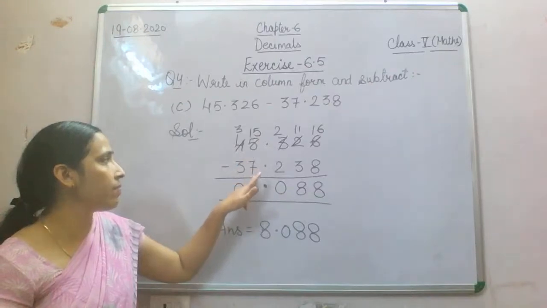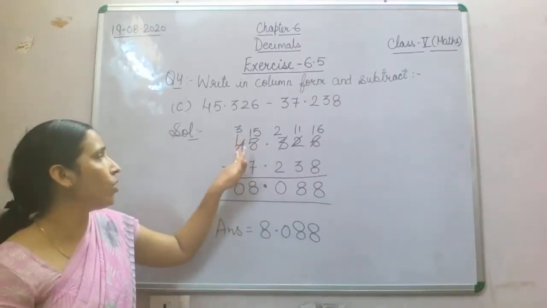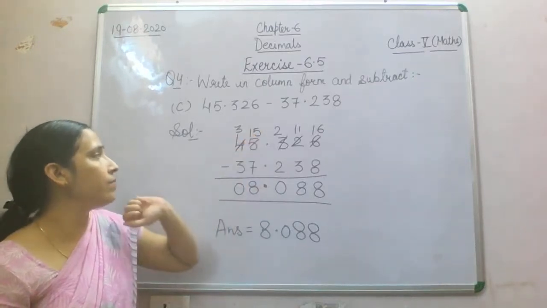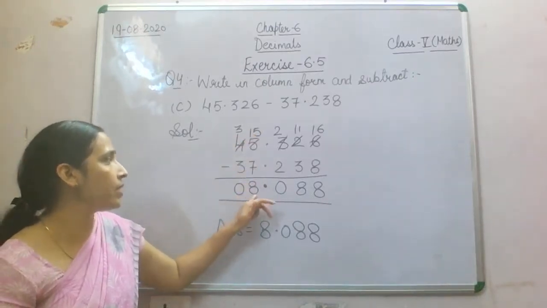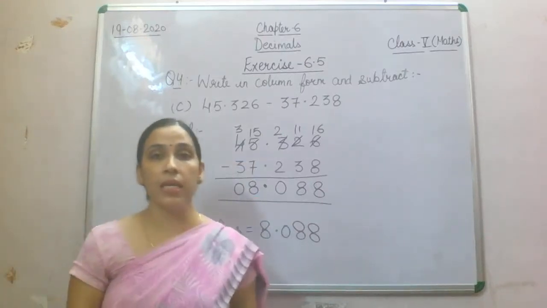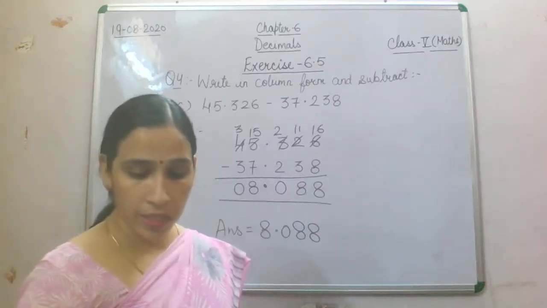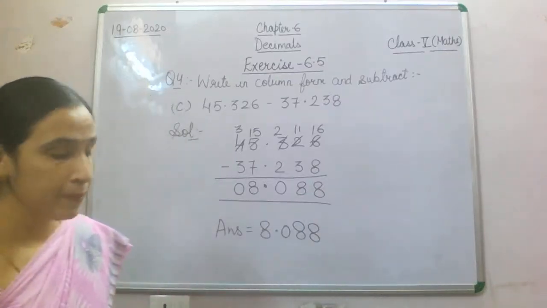15 minus 7, because 5 is smaller than 7, so 5 will borrow from 4 and this will become 15. 15 minus 7, you will get 8. 3 minus 3, you will get 0. So what is the answer? 8.088. That will be your answer. Let's start our D part.